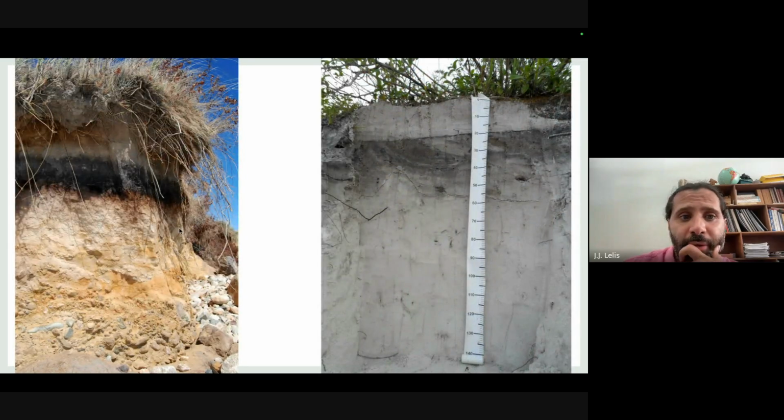So here you already saw all of these pictures. You can see here an albic horizon, and here a spodic horizon. Here you can see an albic horizon, again a spodic horizon, and here a spodic horizon. But in this case, this spodic horizon is more connected to iron and aluminum than organic matter. That's why you can see these reddish and yellowish colors.